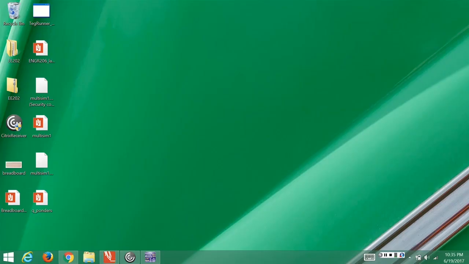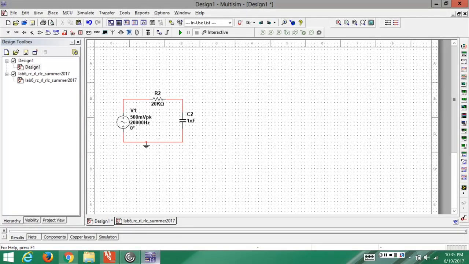I'll be using Multisim circuit simulation software. I already have the circuit set up over here, as you can see. I'm using a capacitor of 1 nanofarad and a resistor of 20 kilo ohm, and as I said, the signal source is 1 volt peak to peak with a frequency of 20 kilohertz, right?